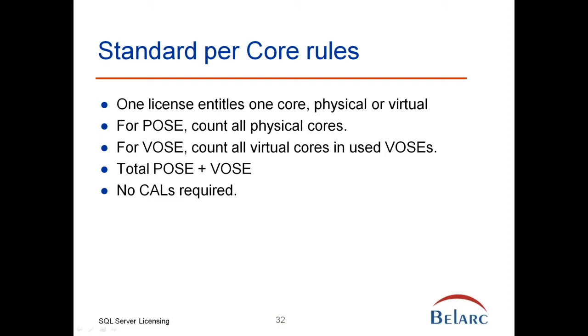A big simplification when you license per core is you do not need CALs. So you don't have to count the number of users or devices that are accessing the database system. So that can be a real value if that task is difficult to do. And of course, it means there's no extra cost beyond the cost of the server, so you don't have to factor in the extra cost when you do your calculations.